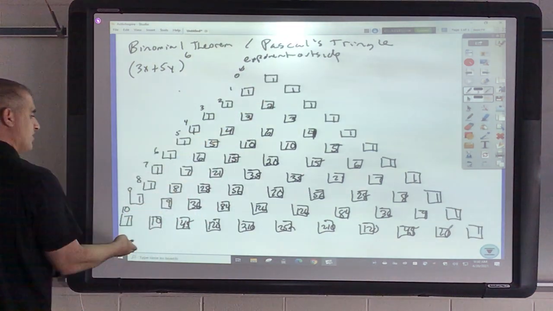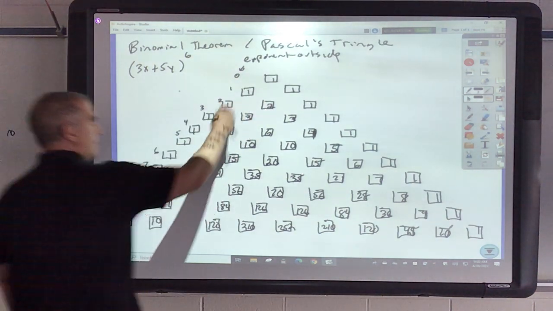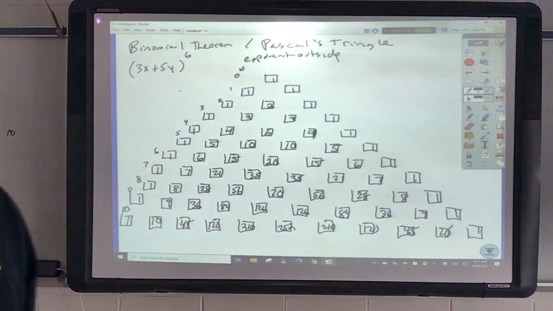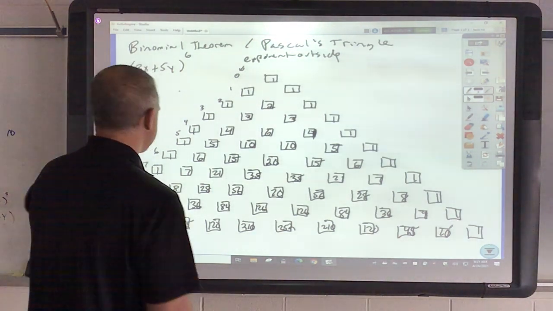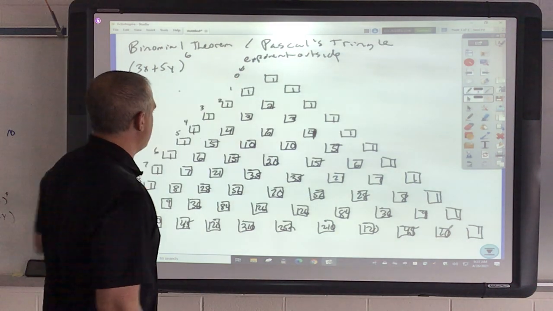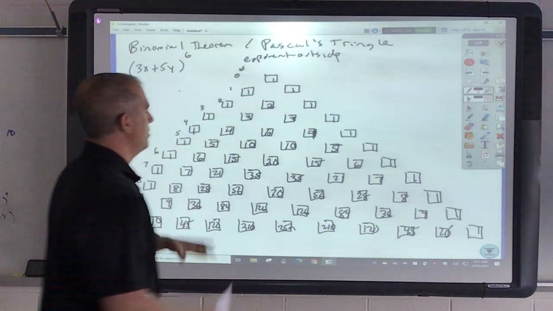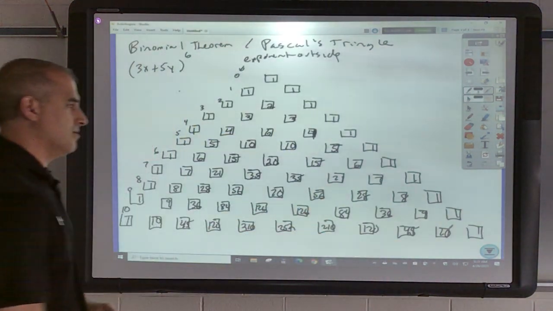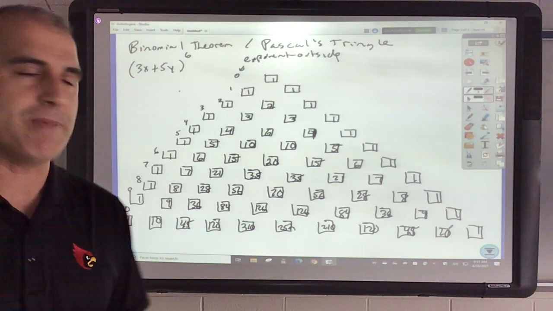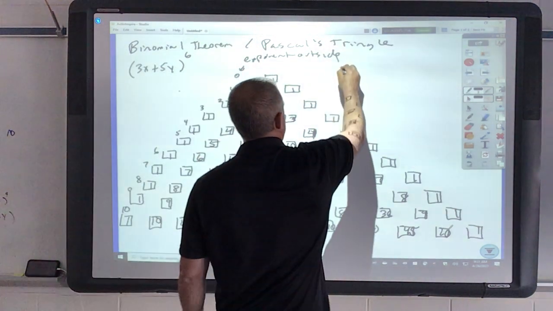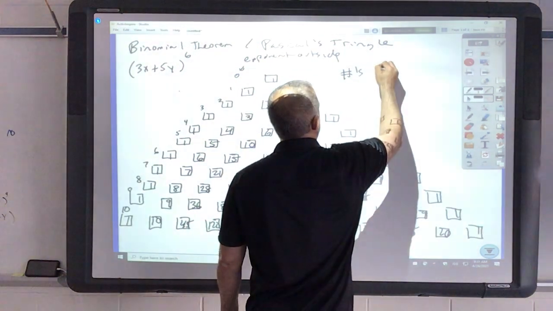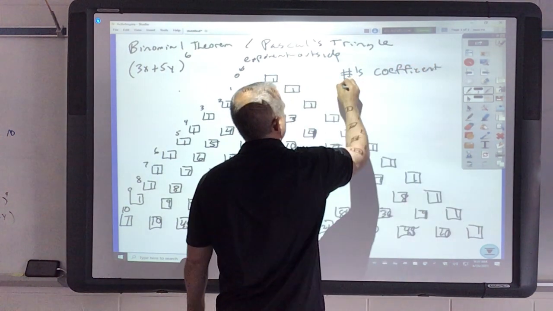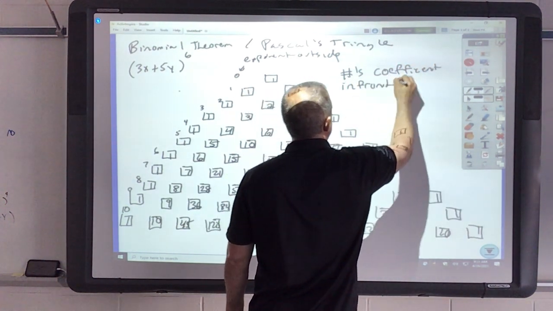Now, a couple of patterns you probably see. Going down the diagonals, it's just 1 through 10, going each way. So if you fill that in at the beginning, it makes Pascal's triangle really easy: if you put the 1s and the 1 through 10 down the sides, you have a lot less to do. Now, what do these numbers mean? These numbers are the coefficients in front of the terms.